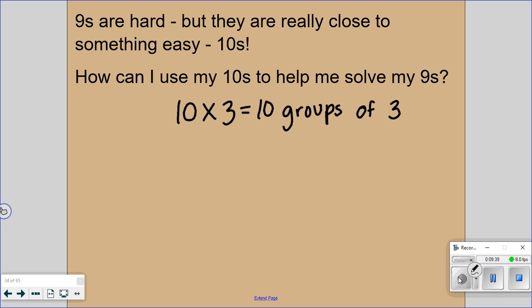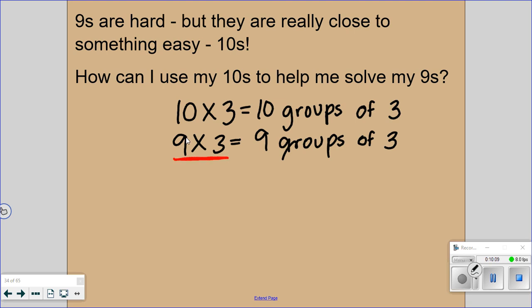And we're trying to figure out 9 times 3, which we know really means 9 groups of 3. Mason's helping us. You're starting off at 10 groups of 3, but we're really trying to get to 9 groups of 3. We're really trying to solve this, but we're going to use our 10s to help us get there.